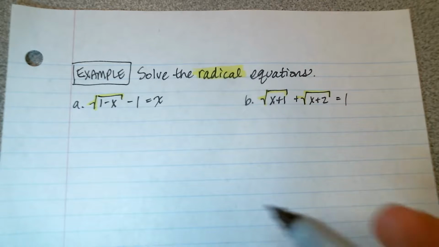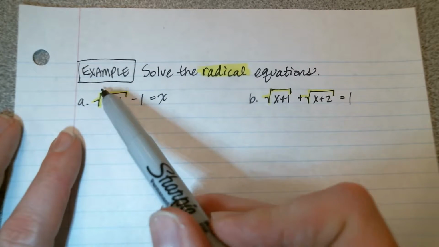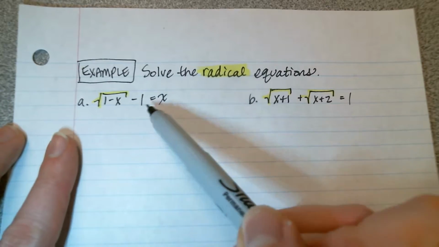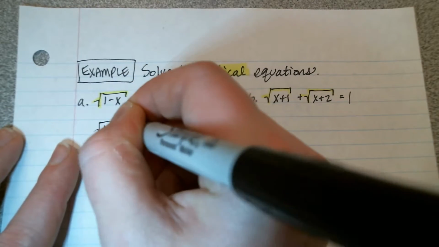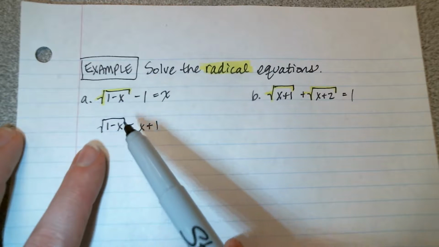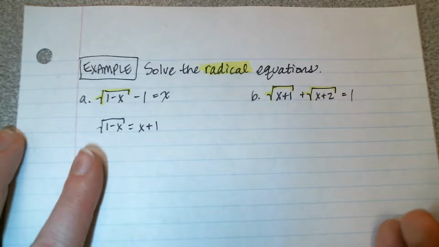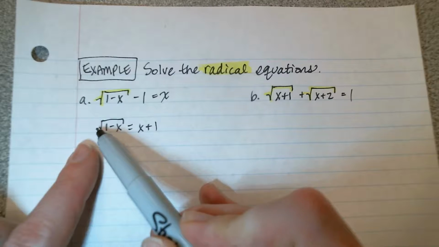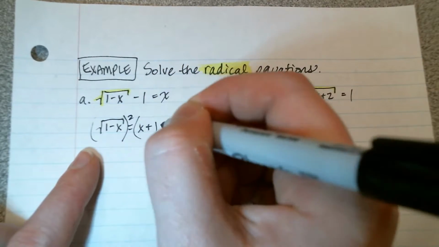So let's work example A first. The first thing I want to do is isolate this radical on one side of the equation. So first thing I'm going to do is add 1 to both sides. Now that I've isolated this radical, what I want to do is raise both sides of the equation to an exponent so that that radical will cancel out and go away. So since this is a square root with index 2, I will raise both sides to the power 2.